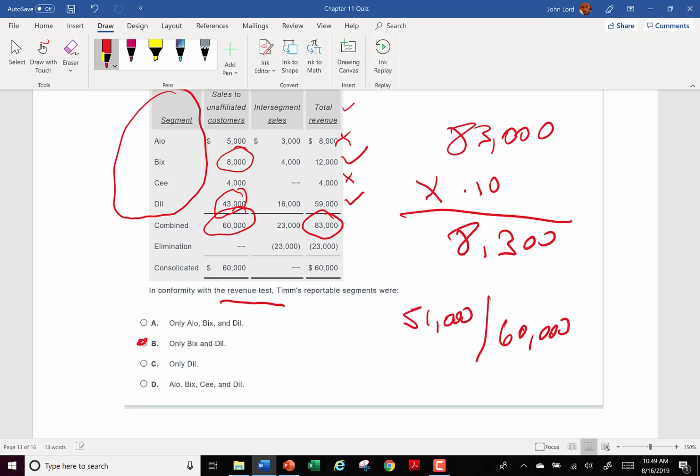And so then I would go ahead and take that 51,000 here, and I'm going to just put it in my calculator because I don't trust my math skills, as you well know. 51,000 divided by 60,000 gives me 85% right on the dot. Okay, well, I only needed to represent 75% of the external consolidated revenue, so I'm good here. So Bix and Dill will be the two that I would have to report.